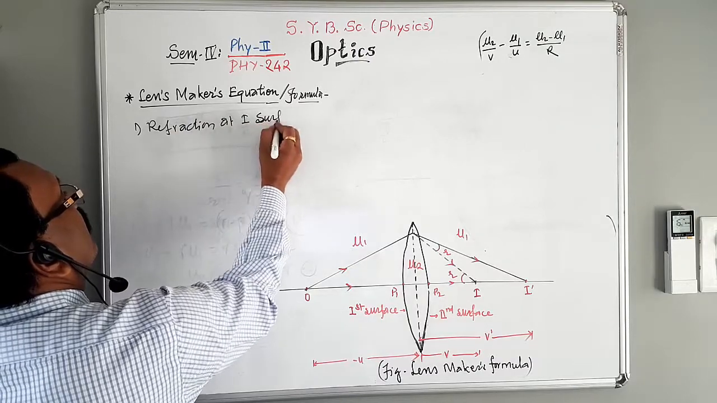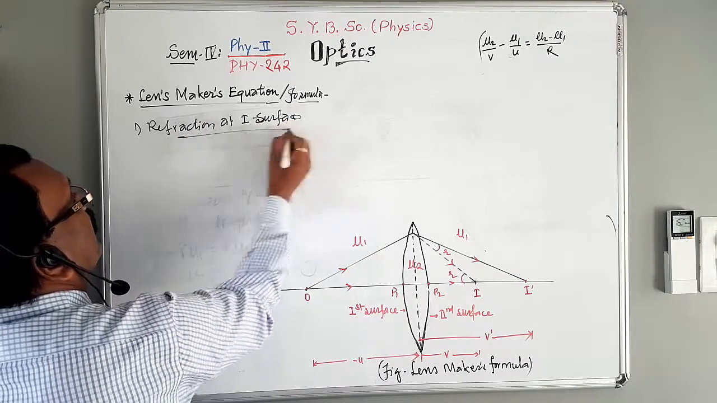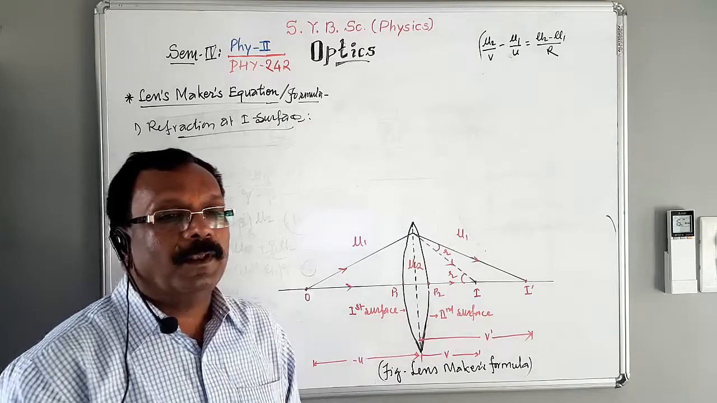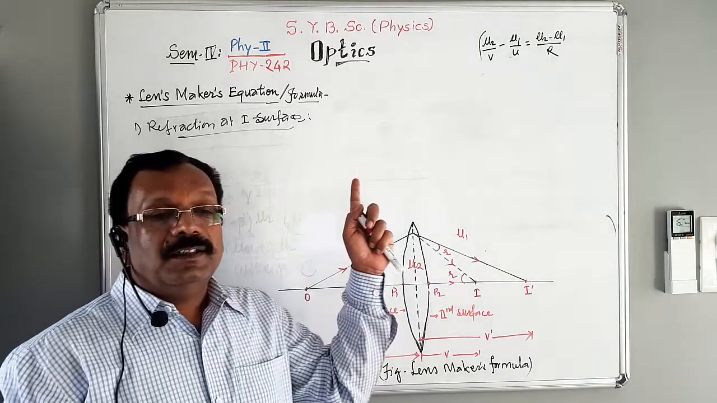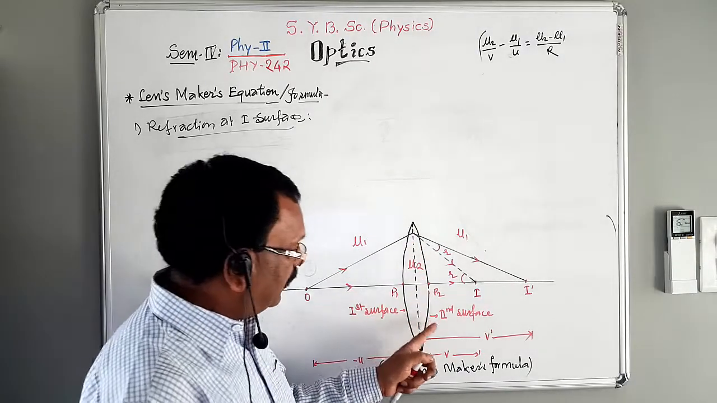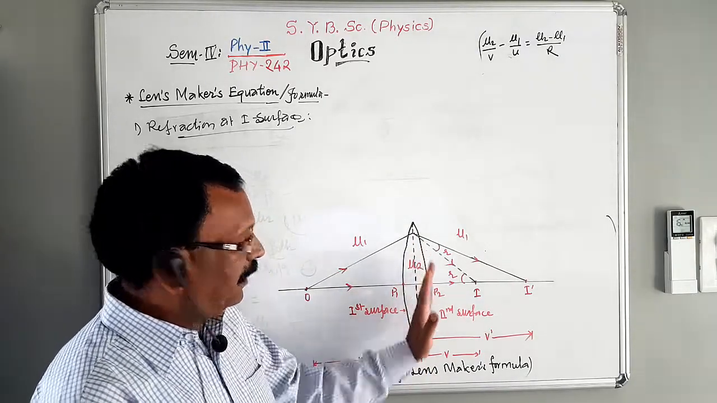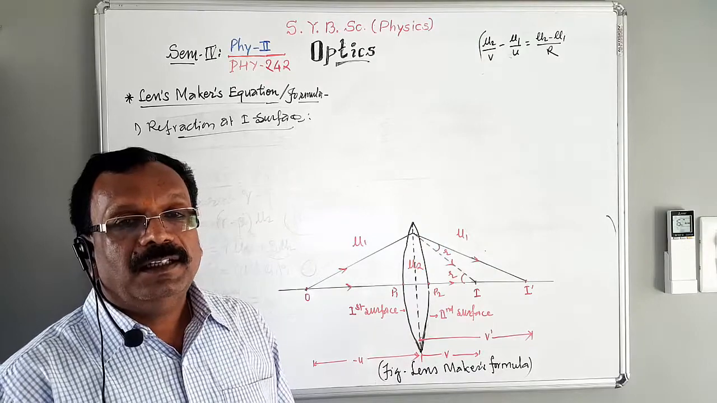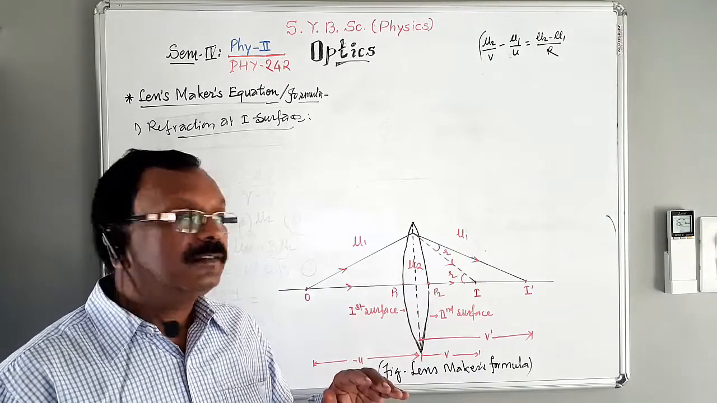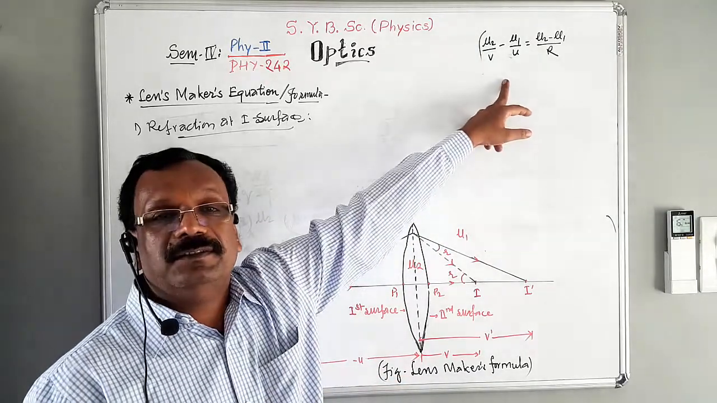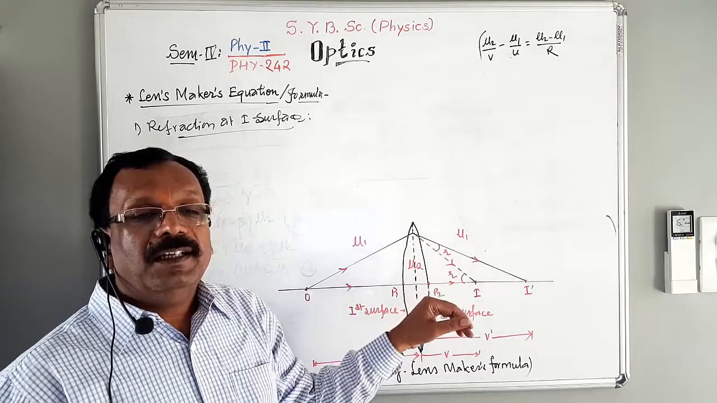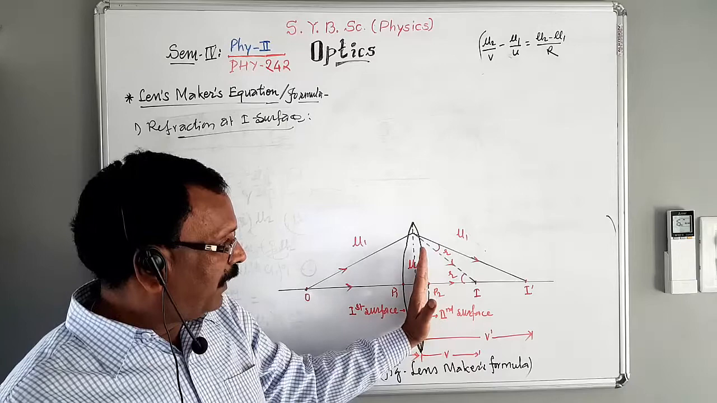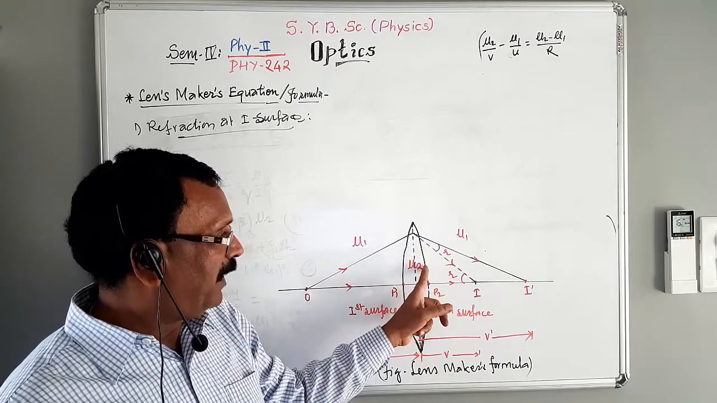First, refraction at the first surface. Suppose the second surface is absent, we can obtain the derivation this way. What do I say? If the second surface were absent, then where is the image formed?